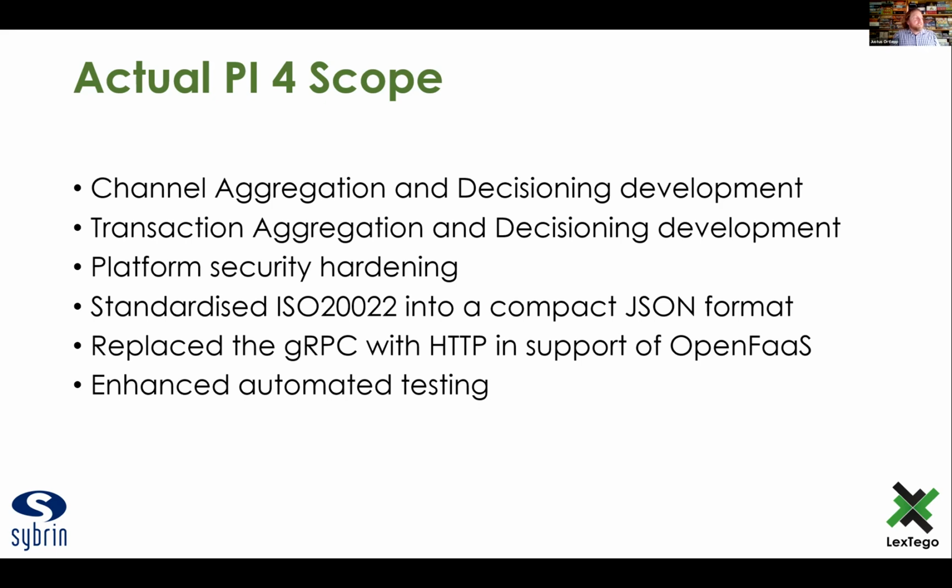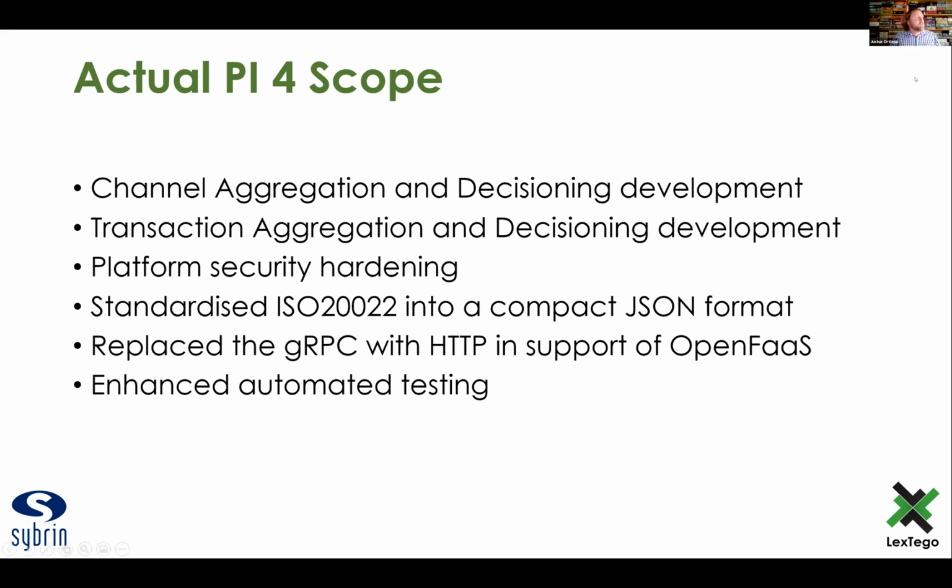And then, as I mentioned, standardizing our ISO 20022 in a compact JSON format that we completed for the pain.001 message, and we're currently refactoring our pipeline to thread that message through. I think we only have 2 processors left for that. We've replaced gRPC with HTTP, which again is a refactor of our pipeline. So we did that in combination with the ISO 20022 work. And then finally, we enhanced our automated testing.